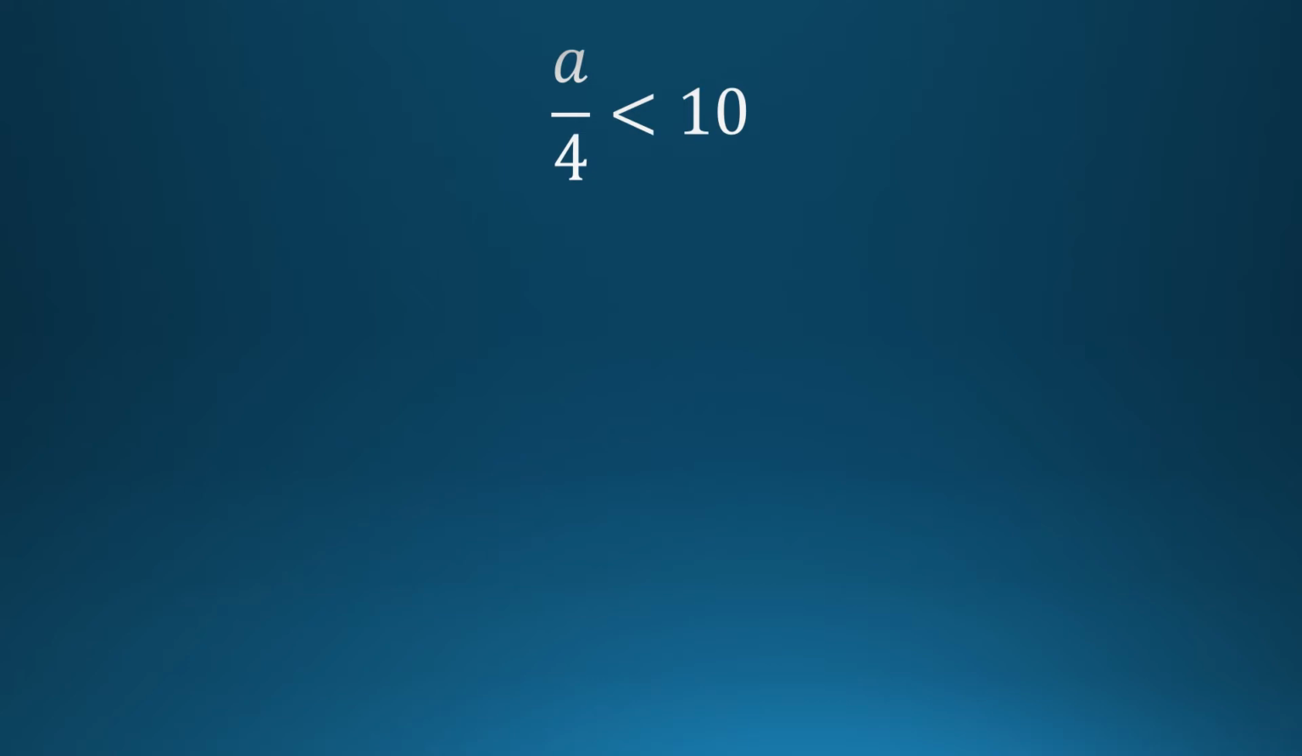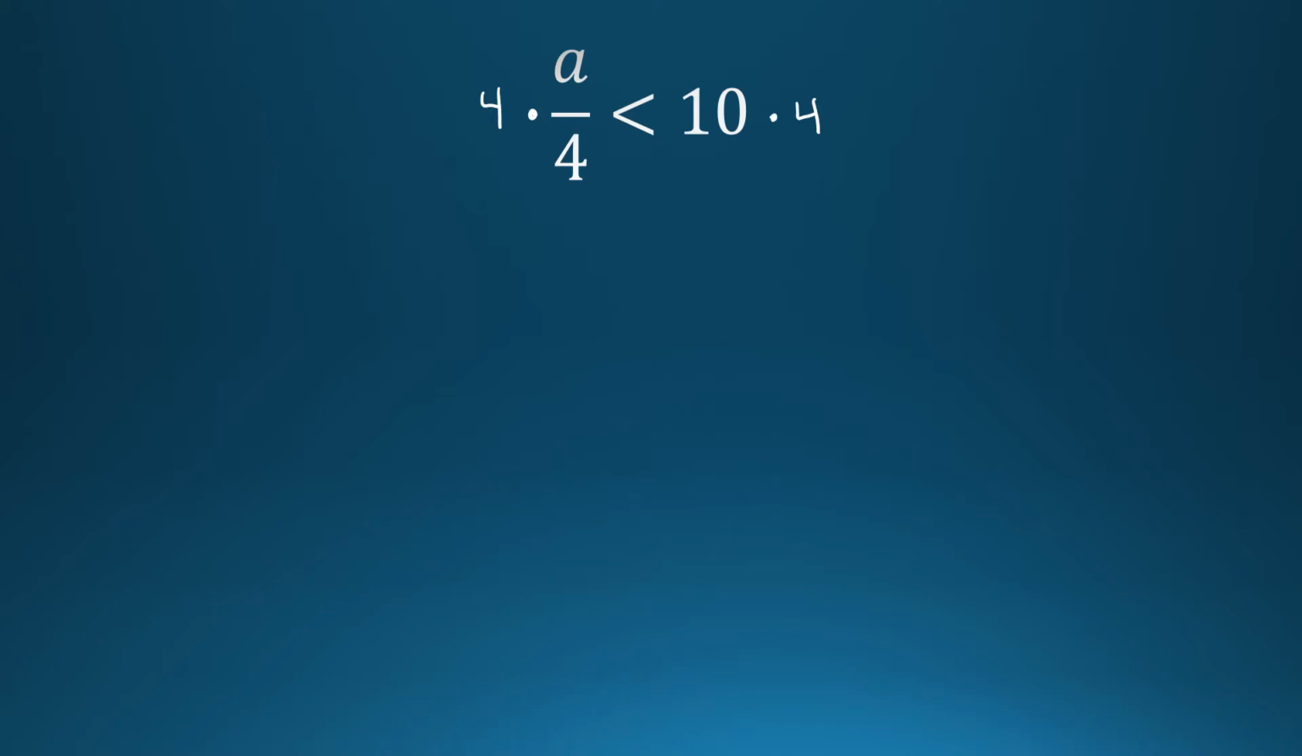We want to isolate the variable whenever we're solving an inequality, and to do this we have to get a by itself. Since we're dividing a by 4, the opposite of dividing is multiplying, so we're going to multiply both sides by positive 4. Notice this is just a positive number. We're not dealing with any negatives, so we can go ahead and just do this without any extra steps.